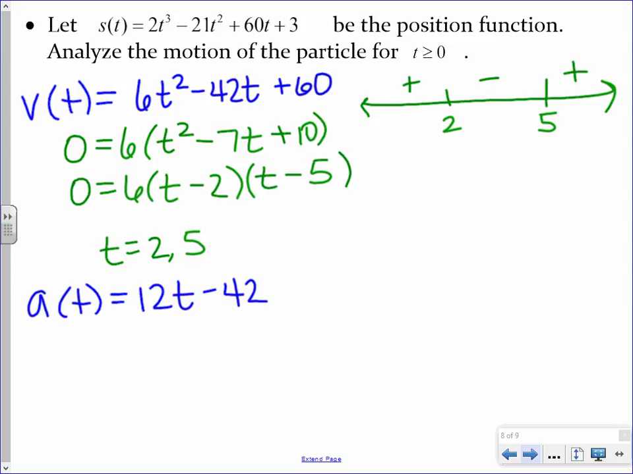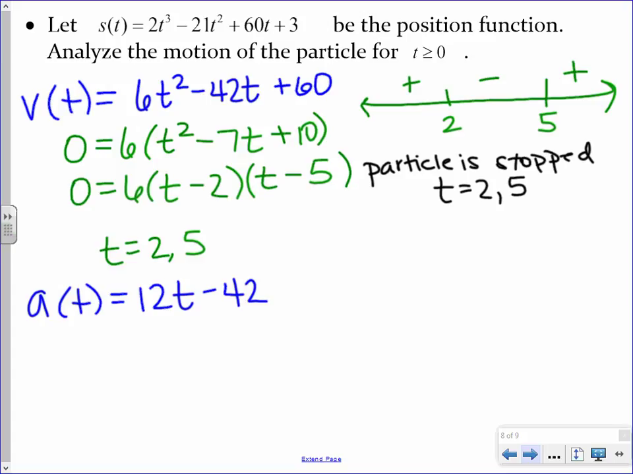Also, we can say that our particle is stopped at time is 2 and 5 because we are changing directions, because our velocity is 0. Okay? Now, we could have velocity of 0 without a change in direction. Like I could walk and stop and keep walking in the same direction, but most of the time we'll see that change in direction. Okay?